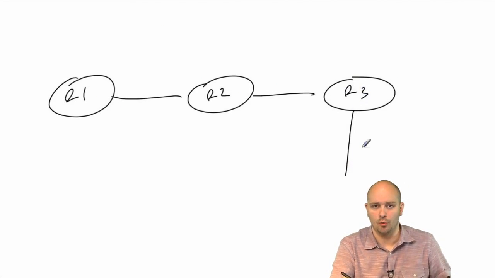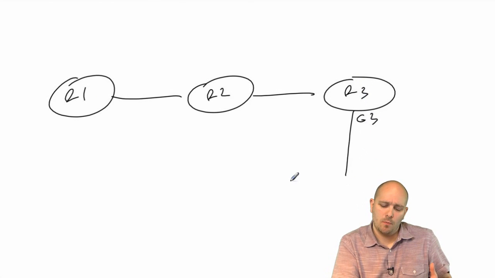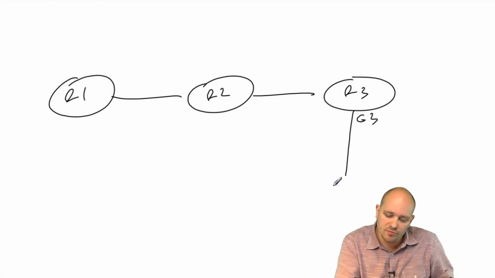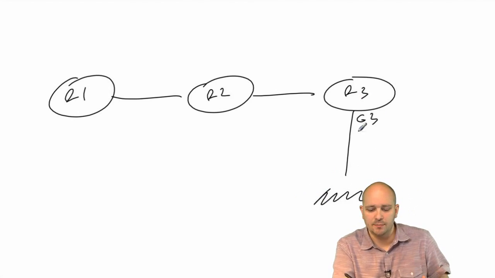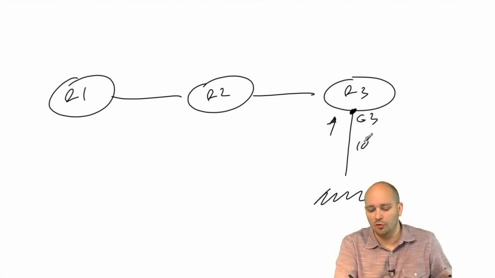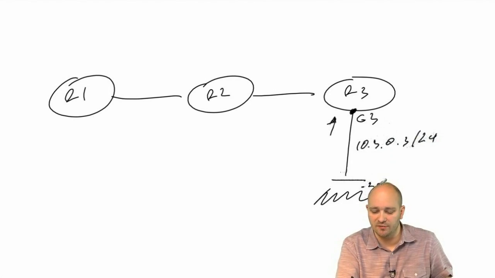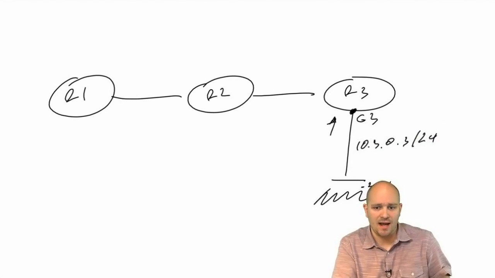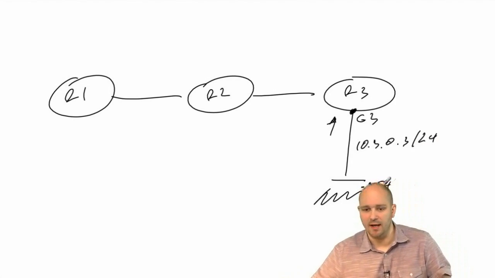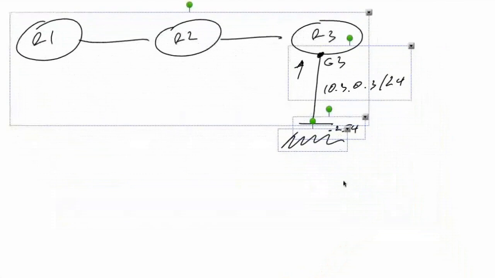What I'm going to add now on R3 is interface gigabit 3. Now, this interface is going to be connected to some layer 2 device. So there is really nothing on this side, just something that is going to cause the interface to come up. And I will configure on this interface the IP address 10.3.0.3/24, and I'm going to pretend that there is some device with a .254 IP address on the other side. So this is what I'm going to be doing now.